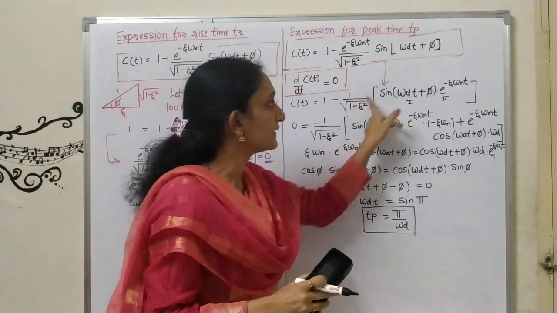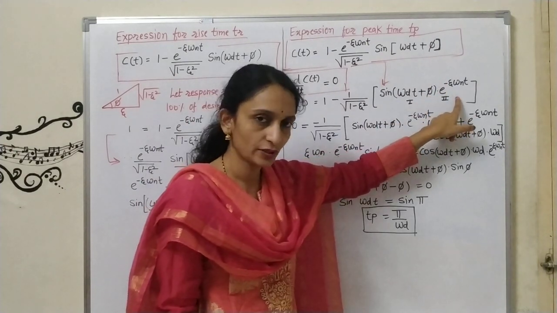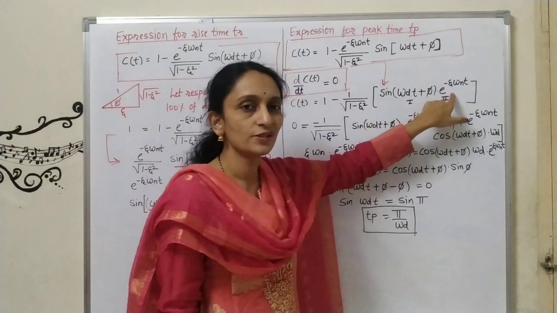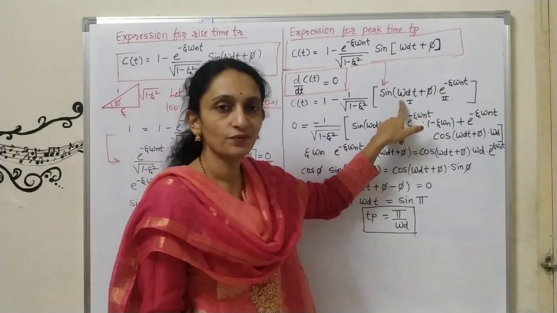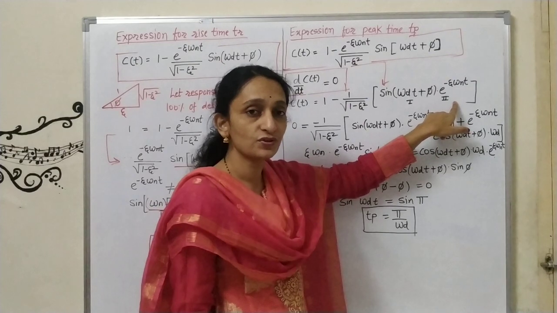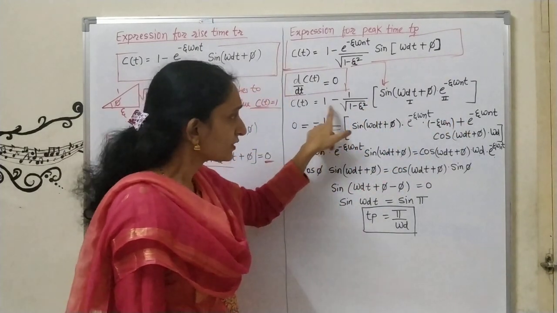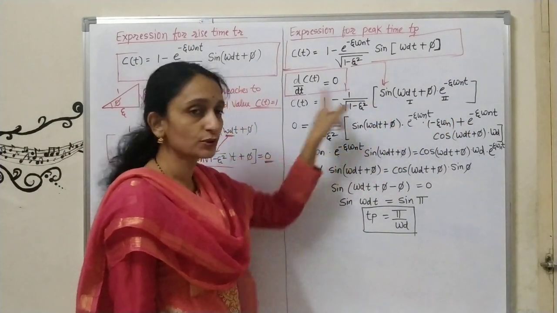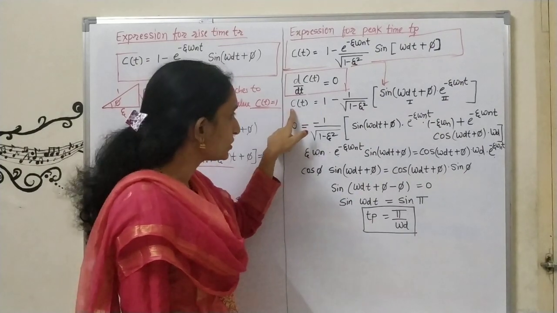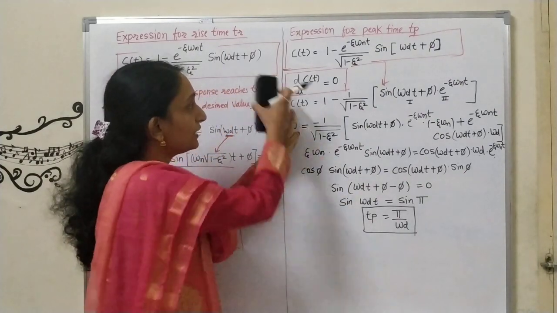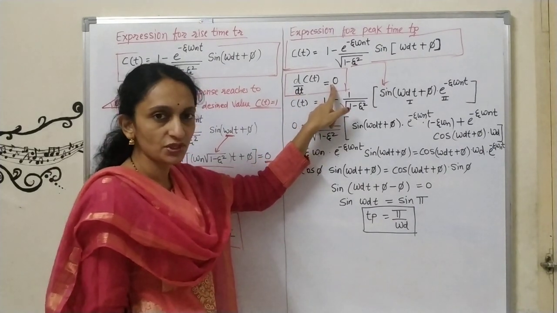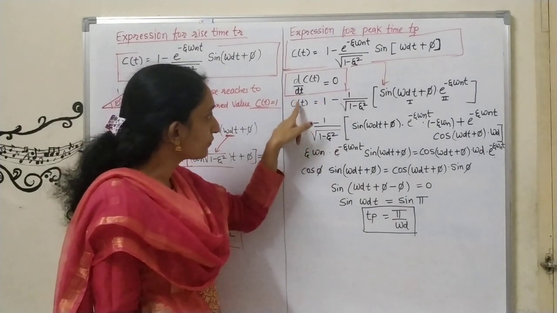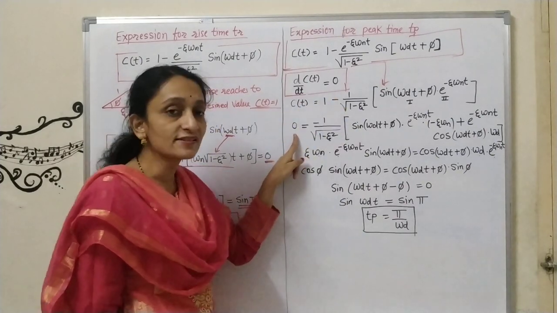I have taken that exponential part inside, and we know that it will always be easy to differentiate the exponential part. So I have taken first as the sinusoidal, second as the exponential. Here I will differentiate C of t with respect to t. But I know that dc of t by dt is equal to 0 at the peak, so here dc of t by dt I have substituted as 0.